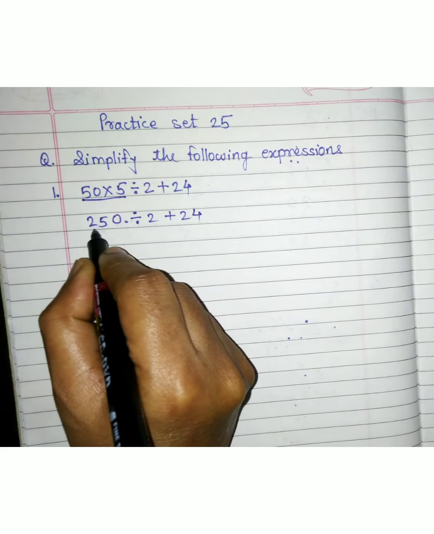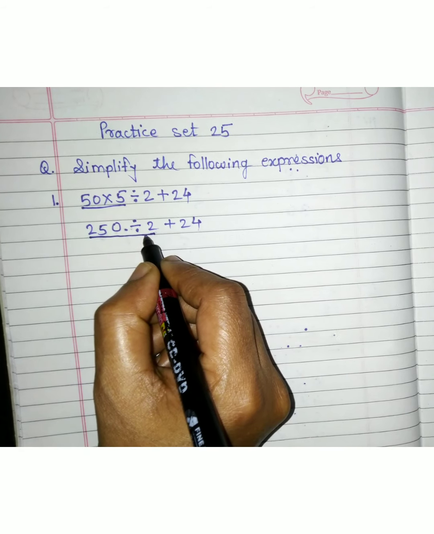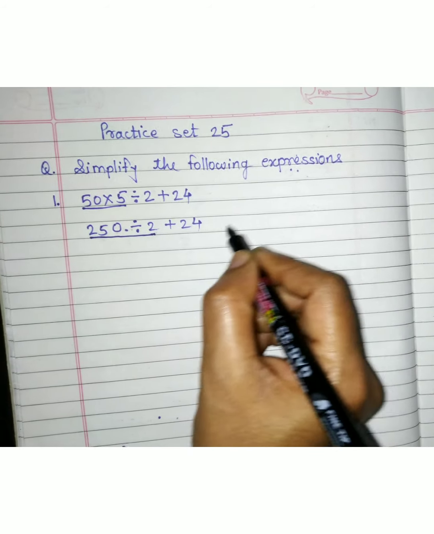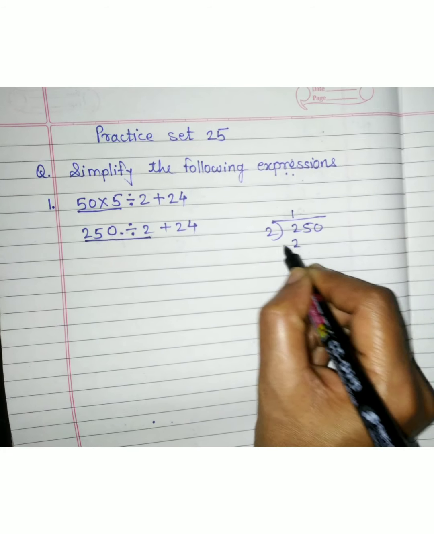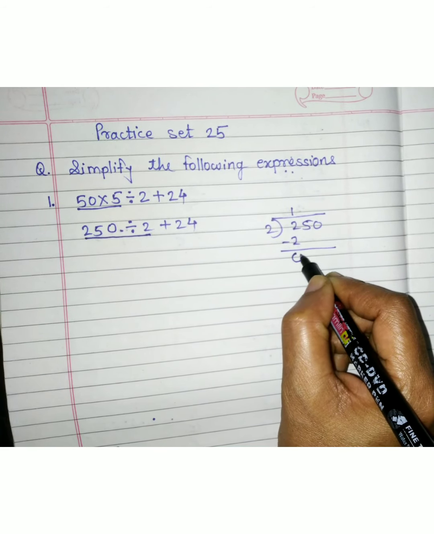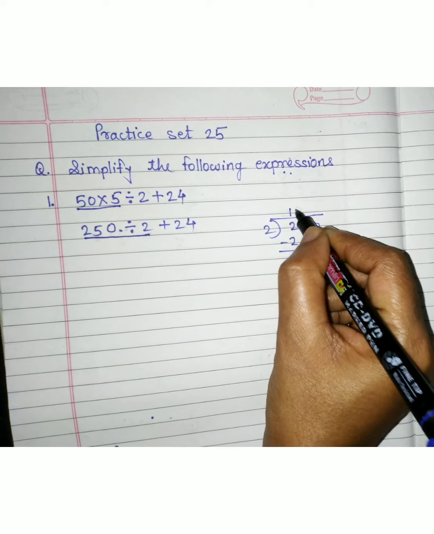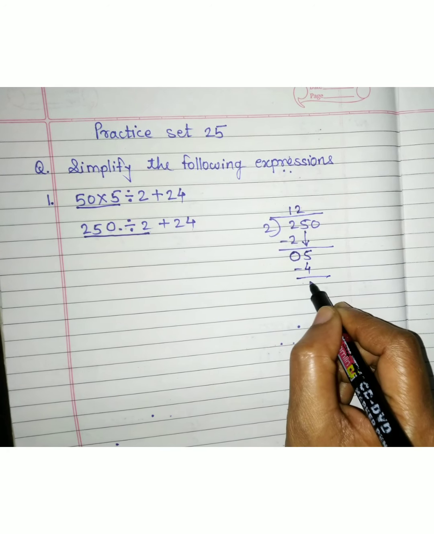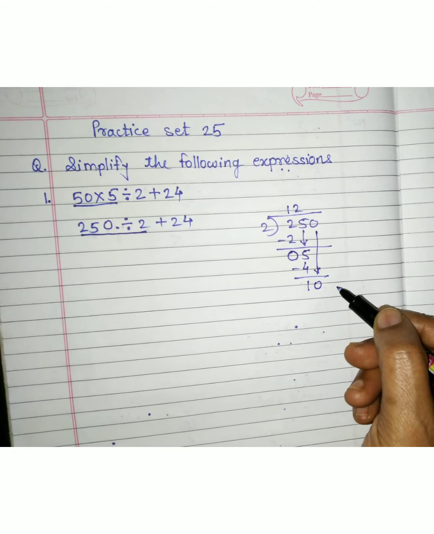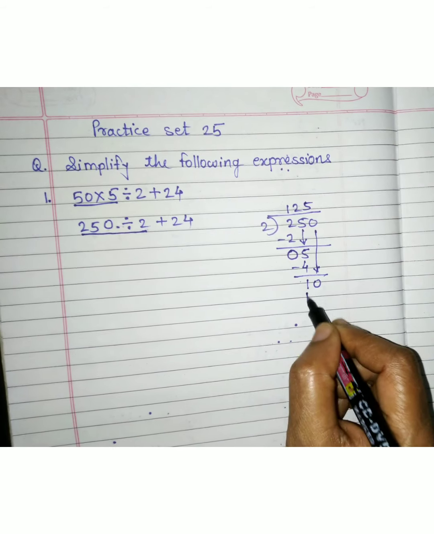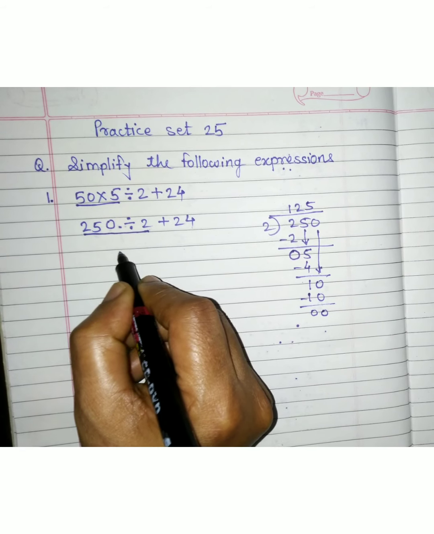Now we will do division. 250 divided by 2. 2 ones are 2. Remainder 0. Now we will take this 5. 2 twos are 4. Remainder is 1. Now we will put this 0 in front of 1. So we got number 10. 2 5s are 10. So 250 divided by 2, your answer is 125.